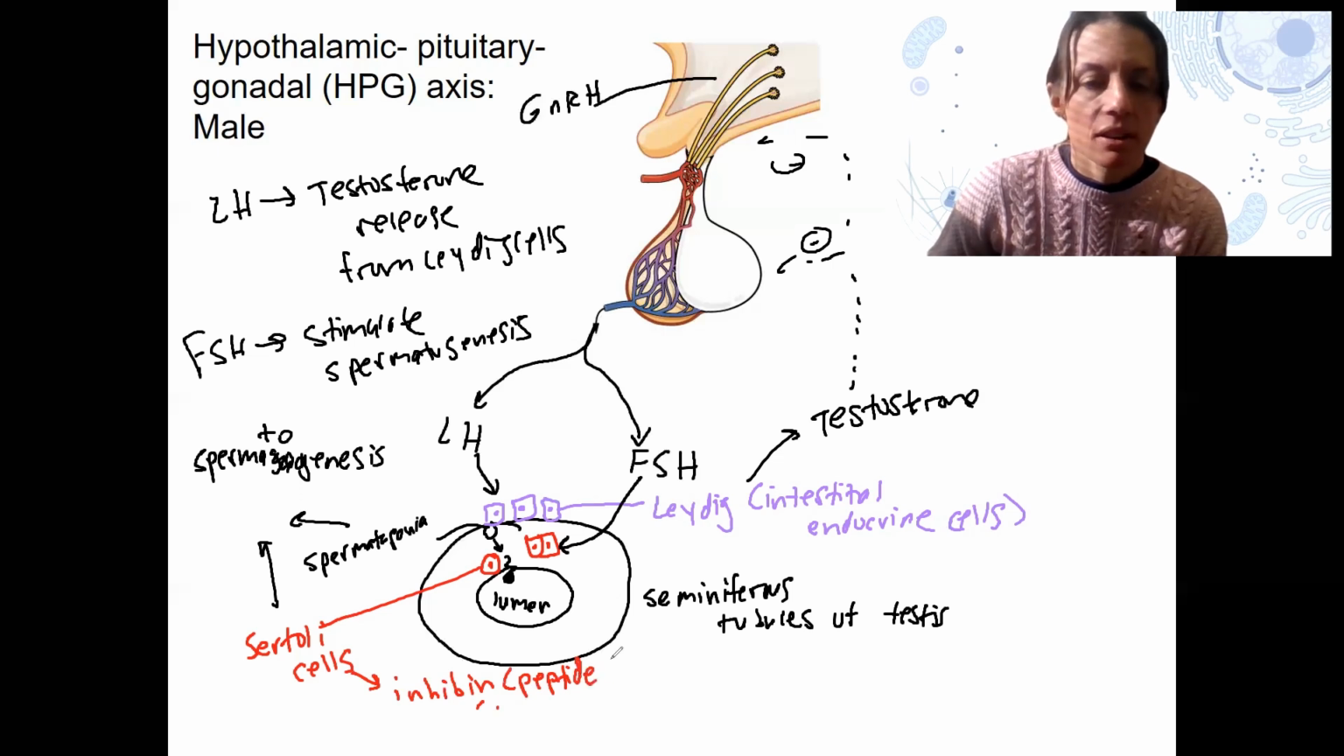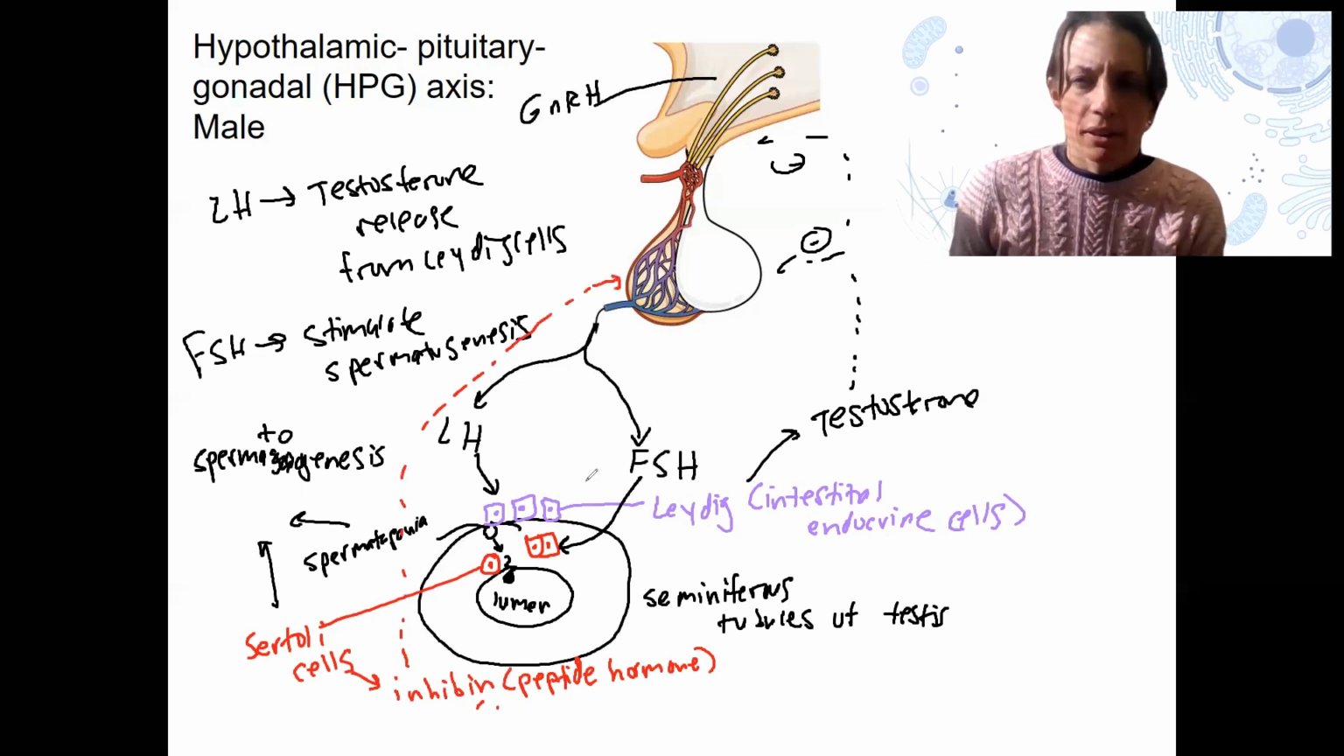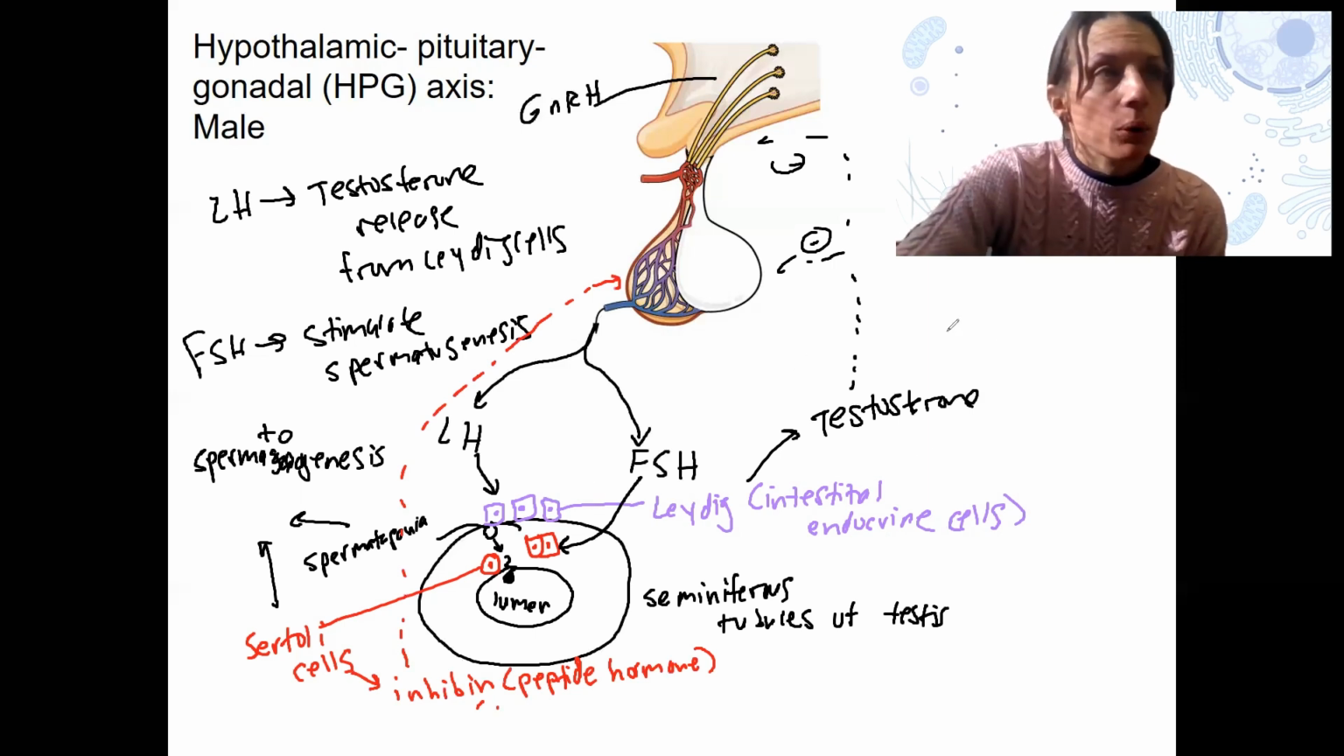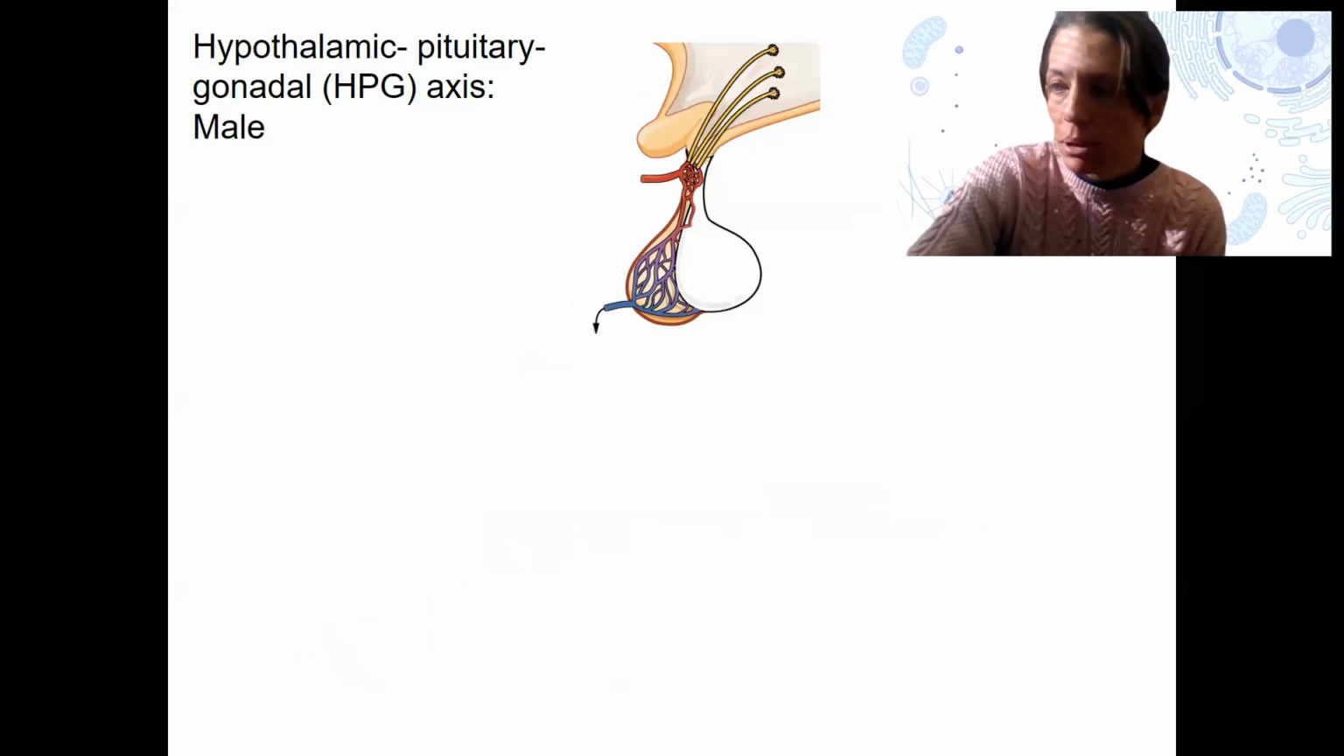Inhibin inhibits. So inhibin is going to feed back to inhibit this process as well. It actually feeds back just to the pituitary. So that way you can regulate spermatogenesis directly. So there you go. I do have a figure that shows this in a drawing not done by me.